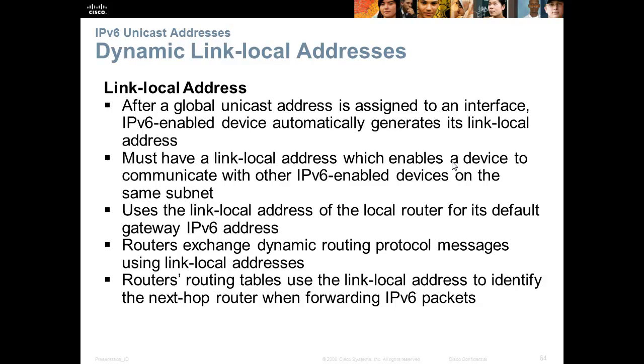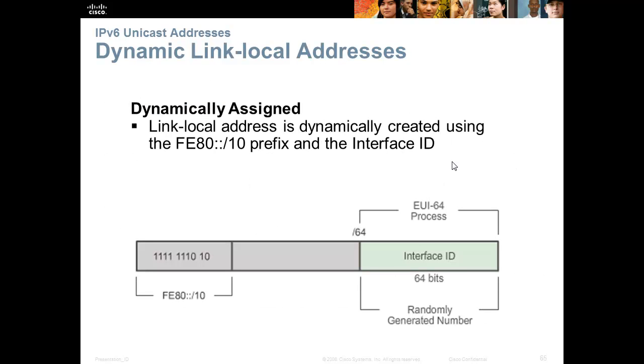Routers exchange dynamic routing protocols using link local addresses, and routers' routing tables will use link local addresses to identify the next hop router when they're forwarding IPv6 packets. So our link local addresses can only be used to communicate within our local subnet, also known as our local link. So our link locals are dynamically assigned to us. There is no SLAAC at work here, there is no DHCP version 6 at work here. We always start our link locals with FE80. When we see that, that should trigger to us that this is a link local address.